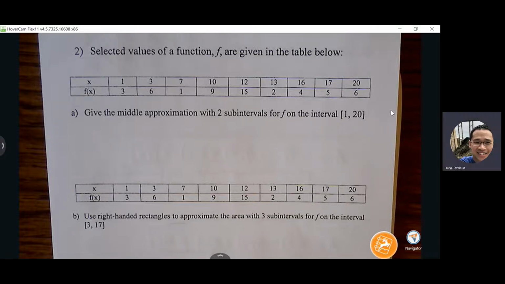Tomorrow, sorry, Friday you will get to use a calculator. Okay, bring a calculator for the quiz.